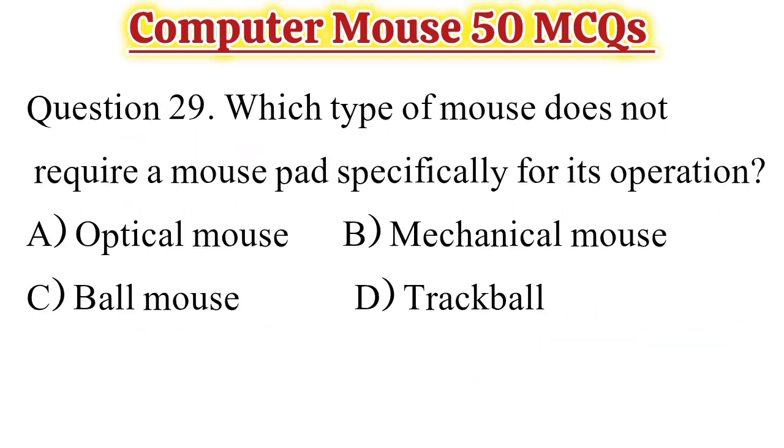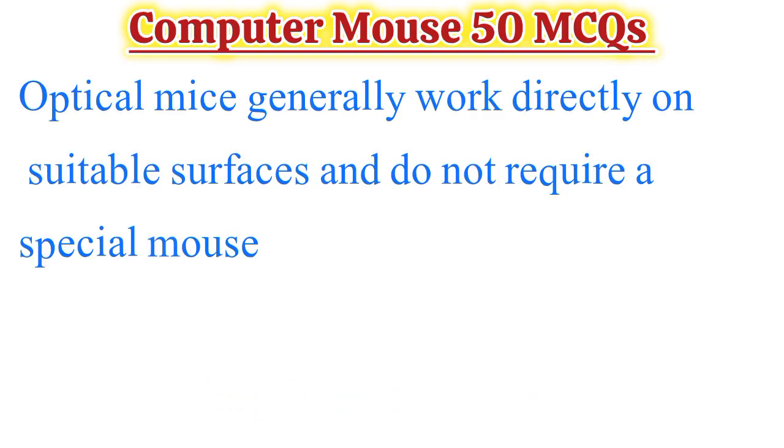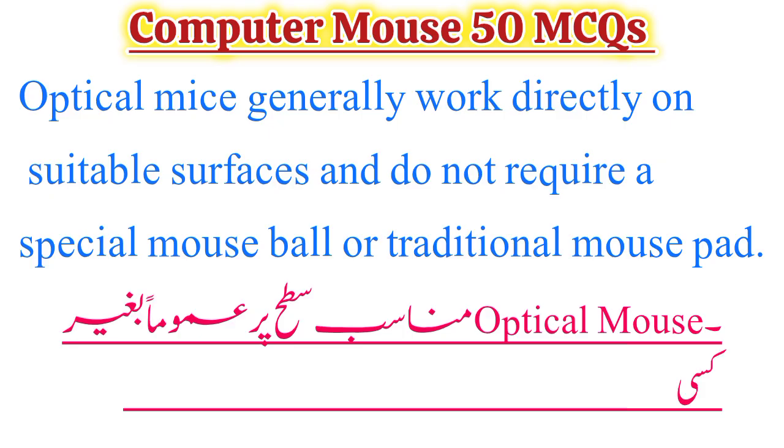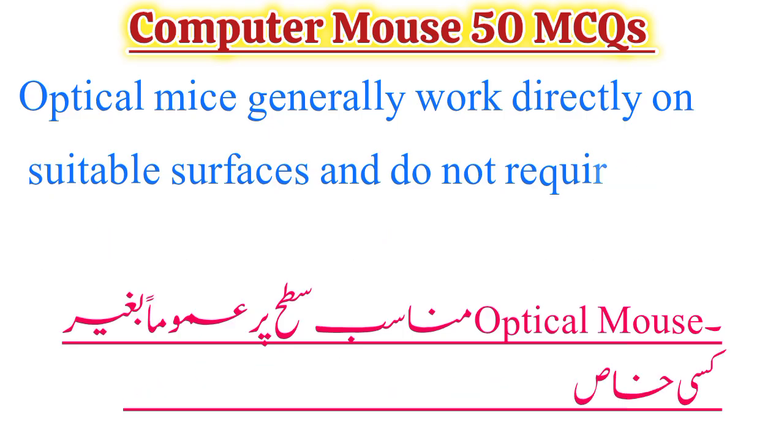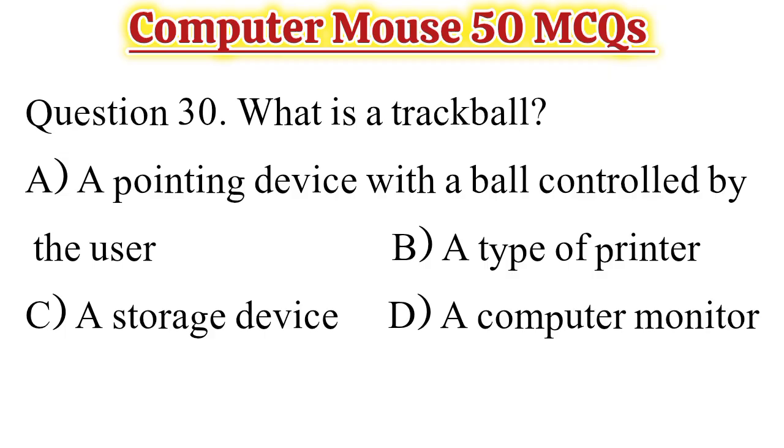29. Which type of mouse does not require a mousepad specifically for its operation? A. Optical mouse. B. Mechanical mouse. C. Ball mouse. D. Trackball. Answer: A. Optical mouse. Optical mice generally work directly on suitable surfaces and do not require a special mouseball or traditional mousepad.